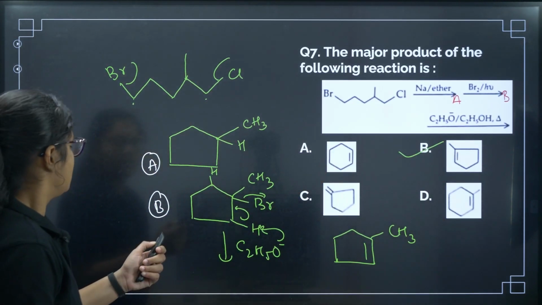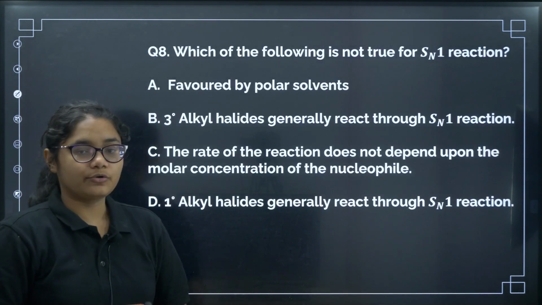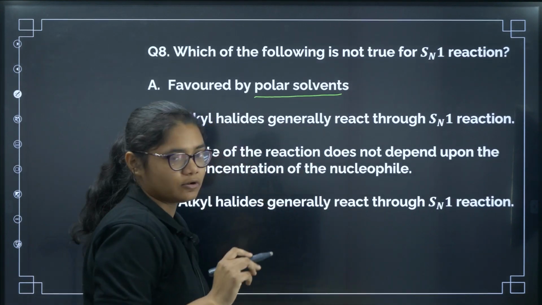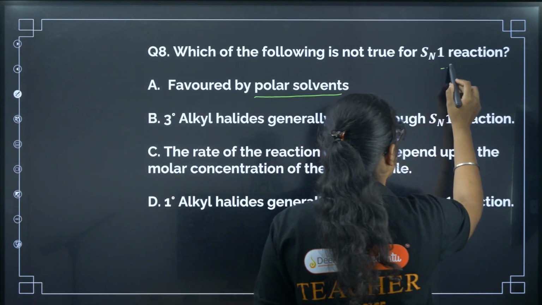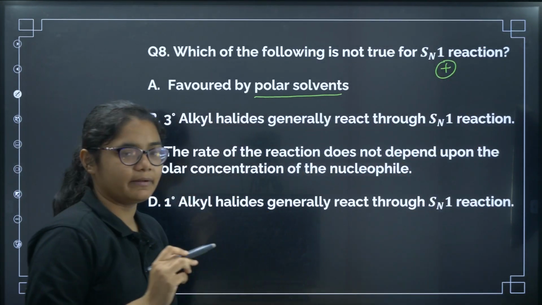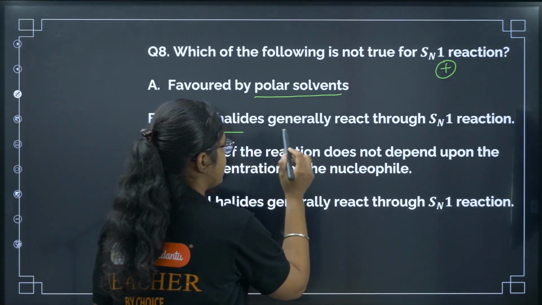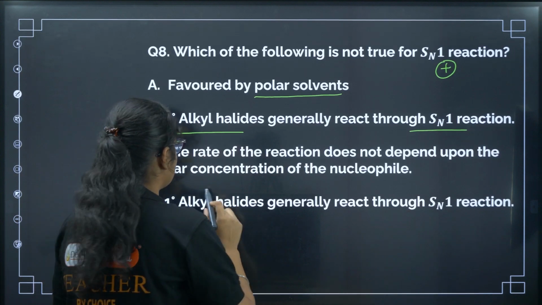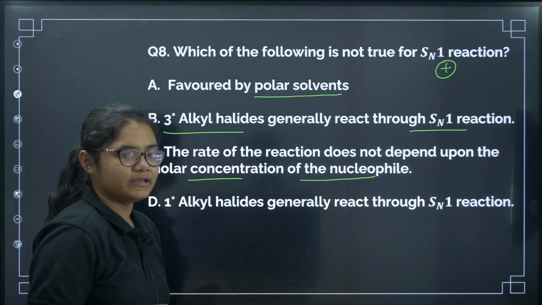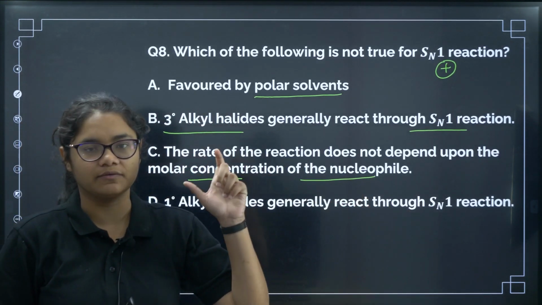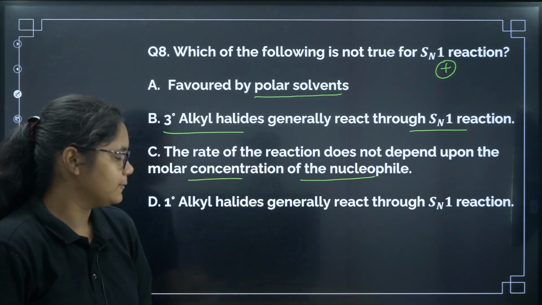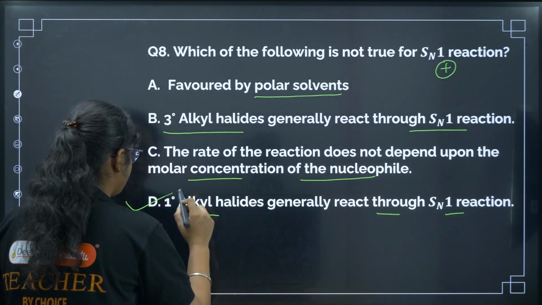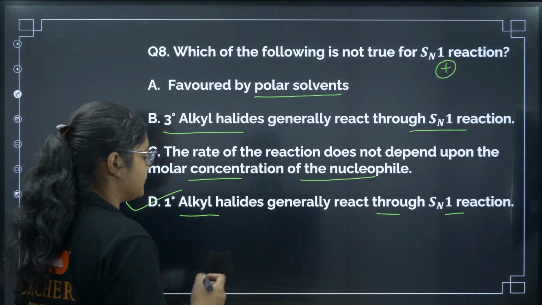Okay. Now next one, which of the following is not true for SN1 reaction? So you know SN1 is favored by polar solvent, that is correct, because here a carbocation intermediate is formed, so that will be favored by polar solvent. Tertiary alkyl halides generally react through SN1 reaction, this is also correct. Now the rate of the reaction does not depend on the molar concentration of the nucleophile. Yes, it only depends on the concentration of the RX or the alkyl halide. Now the primary alkyl halides generally react through SN1 reaction. This is the wrong statement. So the correct answer will be option number D.